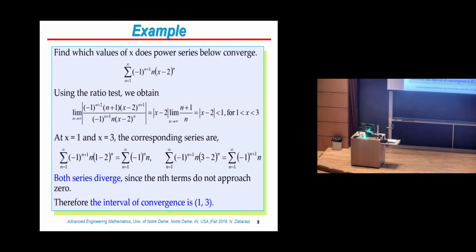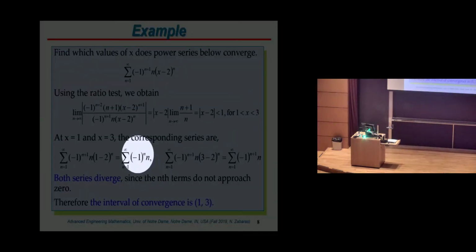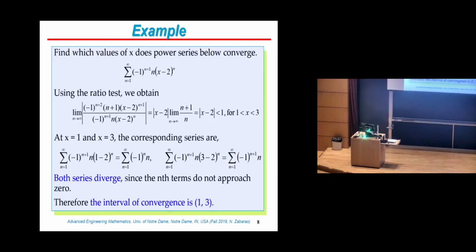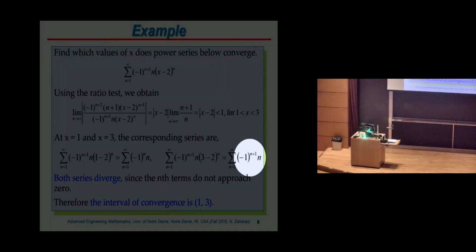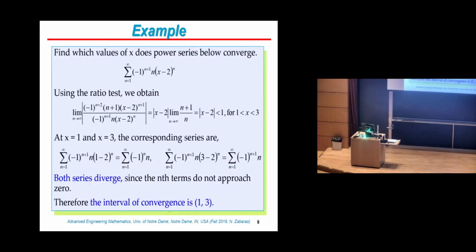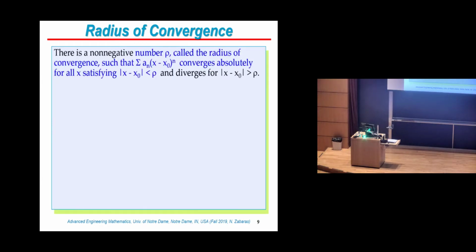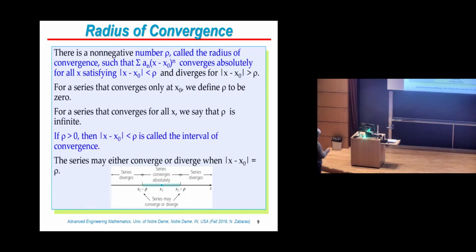Now, in this case, obviously, you can just look at these two series and see that they don't converge, right? Because each of the terms, in absolute value, is equal to n, and n grows. So you can see it, but in other cases, that may not be as simple as that.